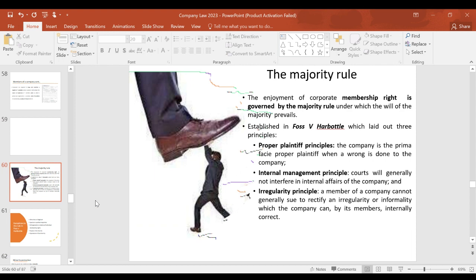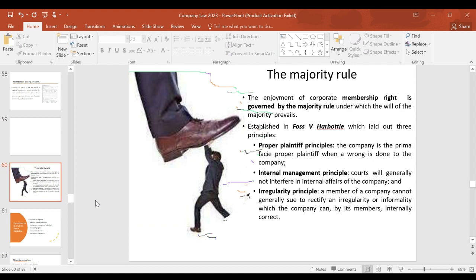So the membership right is governed by the majority rule, where the majority membership vote in a general meeting or in any meeting which has been called by the directors of that particular company, maybe to come up with any resolution, they must go by the majority rule decision. This was established in the case called Foss versus Harbottle.